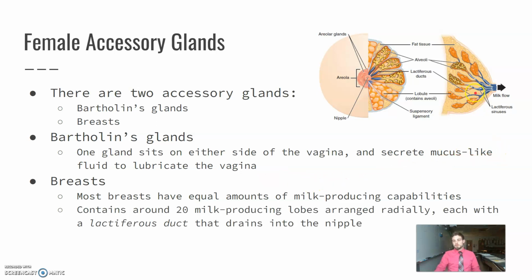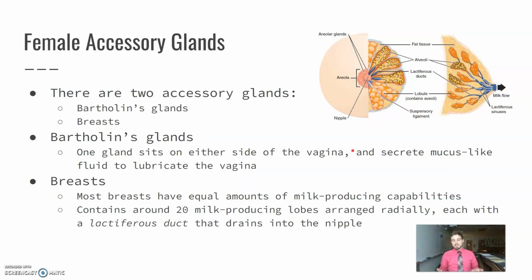And the reason breasts are able to lactate is they have 20 lobes arranged in radial fashion, just means in a circle around the areola. Each of them is going to contain a lactiferous duct where that milk is going to be formed, and then those lactiferous ducts will eventually drain into the nipple.